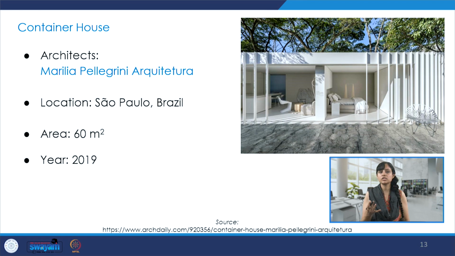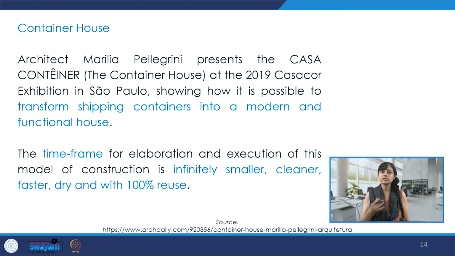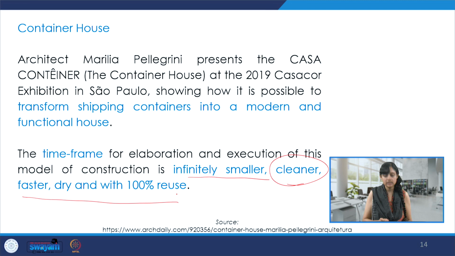There is another project which is the container house. It is in Brazil. It is 60 square meters and it's from the year 2019. So this is quite compact. Here the architect has tried to transform the shipping containers into a very modern and functional house. The time frame for elaboration and execution of this model of construction is quite small, quite clean, fast, dry, and with 100% reuse of materials.